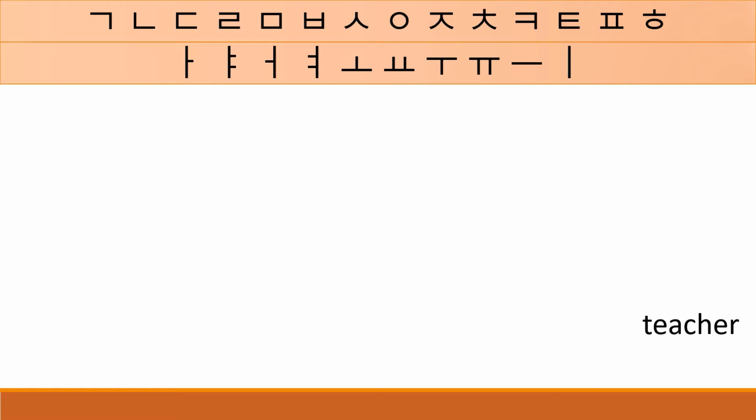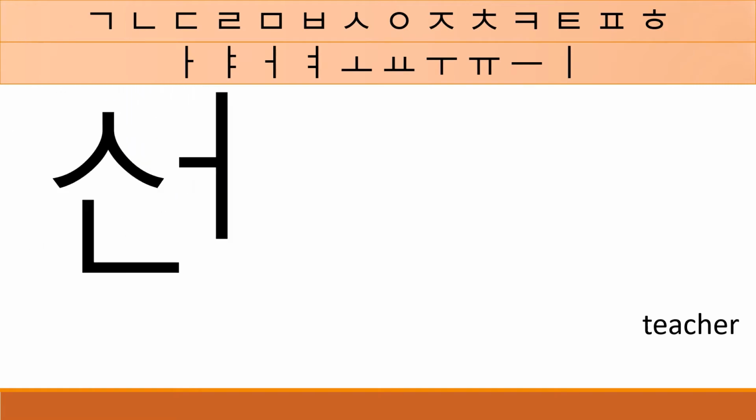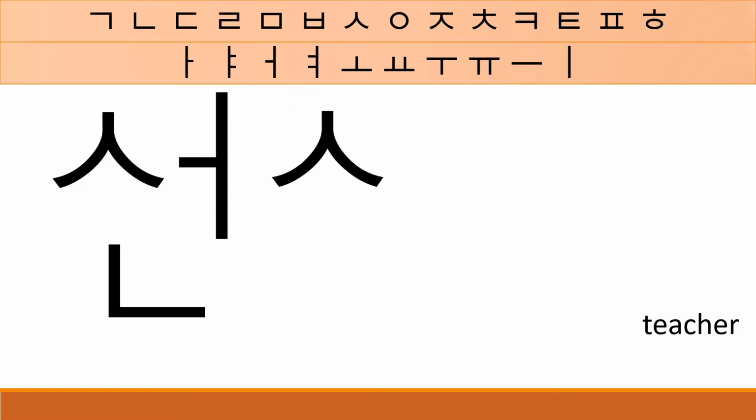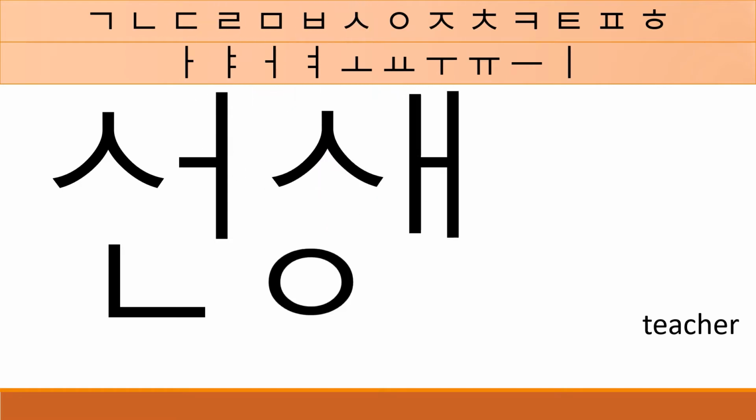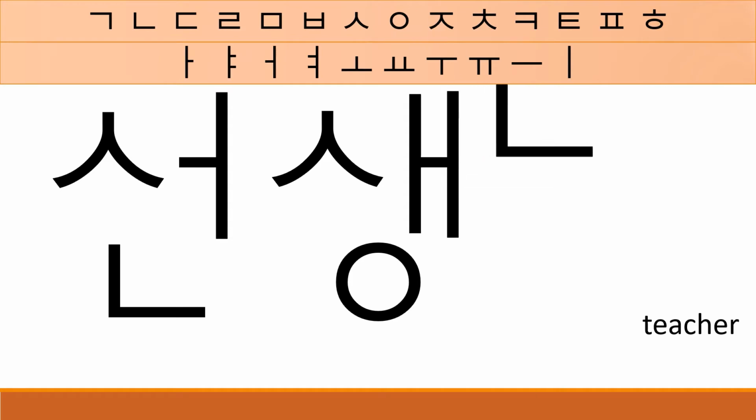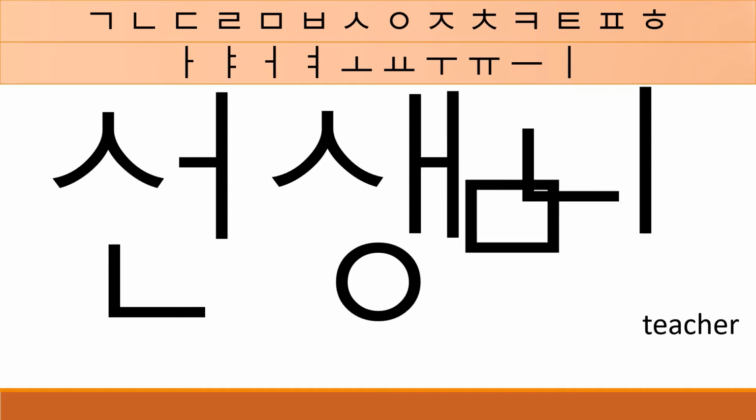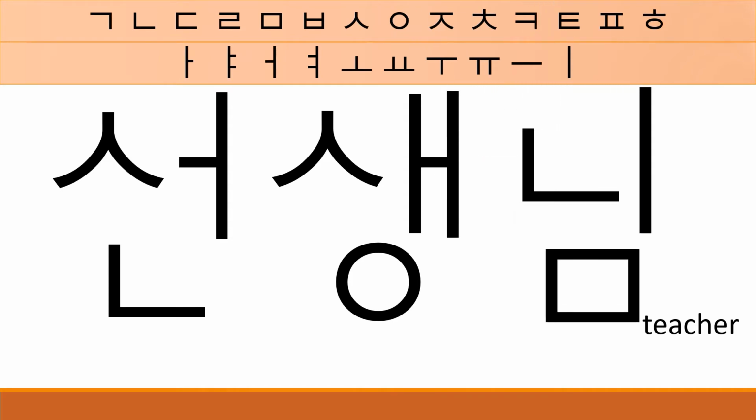First, 선. 스 plus 어 and n underneath, 선. And 생, s plus 에 and ng underneath, 생. So it is the opposite term of 학생, 선생. And n plus i and m underneath, 님, 선생님. 님 is an honorific suffix. So when you call a teacher, you add 님. So 선생님.